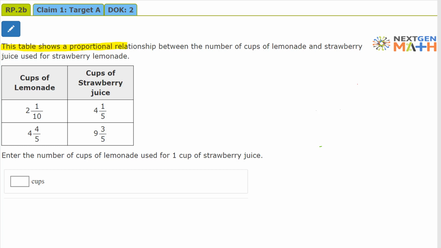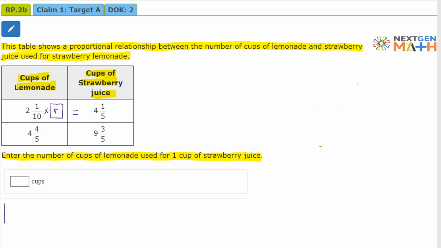This table shows a proportional relationship between the number of cups of lemonade and strawberry juice used for strawberry lemonade. Enter the number of cups of lemonade used for 1 cup of strawberry juice. So here's our cups of lemonade and our cups of strawberry juice. If we multiply 2 1/10 times a number, and we'll call that R, or a rate of change, that will equal 4 1/5. And if we know that rate of change, it's going to help us solve this problem.